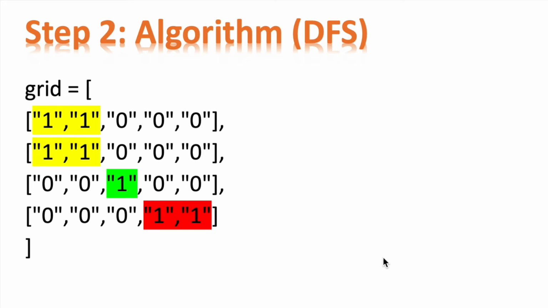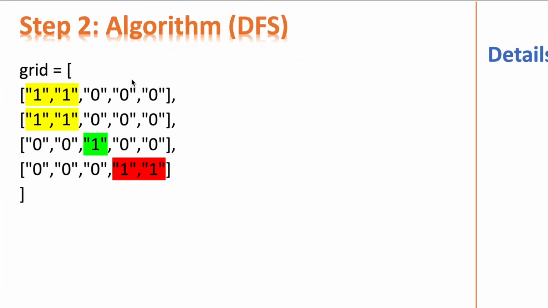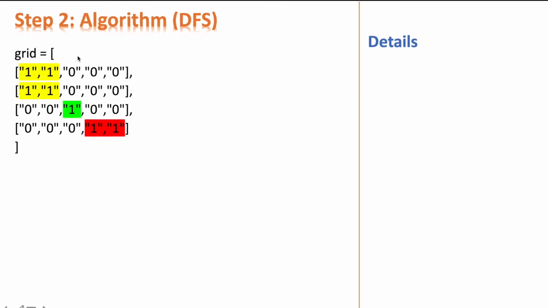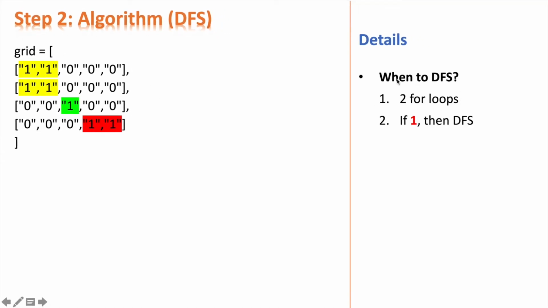Let's review the process again. On what condition do we start our DFS algorithm? Here we start from this point. Here we start from this point. And for the third island we start from this point. Obviously, whenever we have a 1, we start our DFS algorithm. Now the question is how we find all the ones in this 2-dimensional array. That's right, we use 2 for loops. If we find a 1, we start our DFS process.